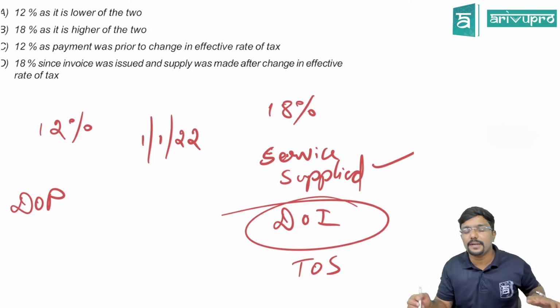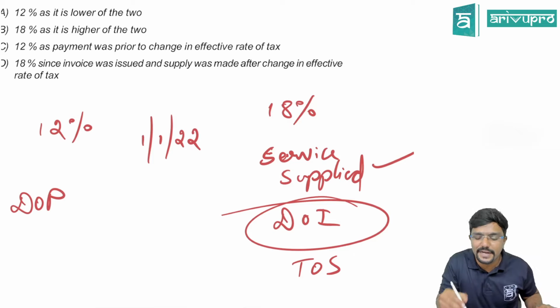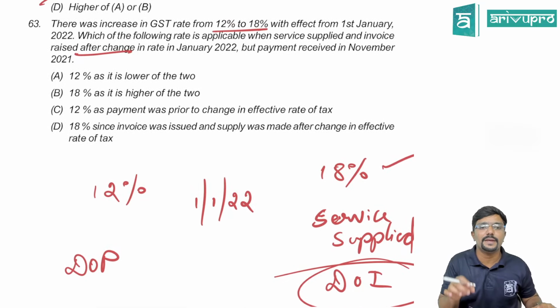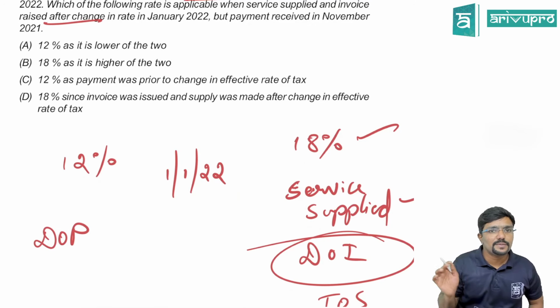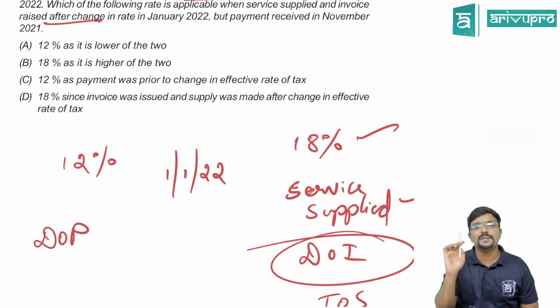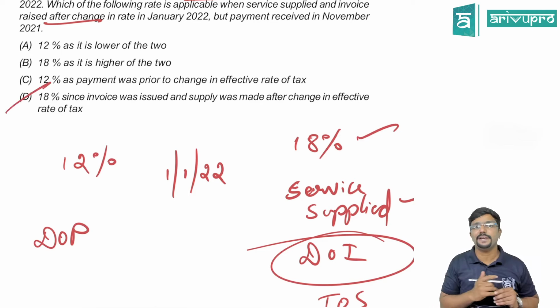So what will be the rate applicable? On the time of supply, that is nothing but the date of invoice. What was the rate? 18%. So what rate will be applicable here on that supply? 18%. So straight away, 12% or 18%, higher of the two, is not the reason. 12% is not the reason. Then 18%, since invoice is issued and supply was made after the change in effective rate of tax. So the answer is D, guys.